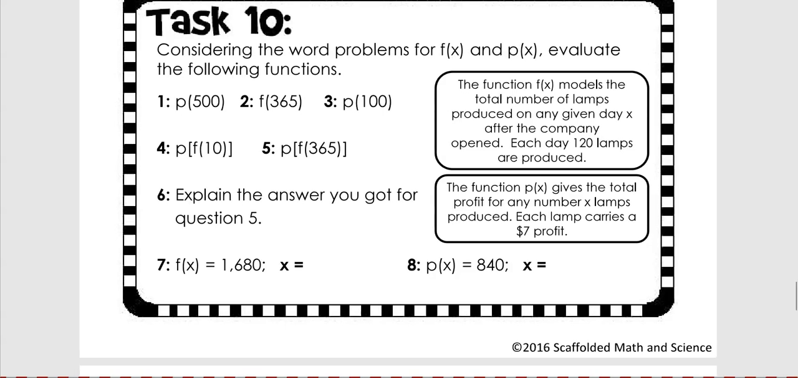Each, keyword there, each. So that means multiplying. So f of x equals 120 lamps every day. So 120x, right? And then P of x, the next one says P of x gives the total profit for any number of x lamps produced. Each lamp carries a $7 profit. Each. Easy enough. So P of x equals $7 per lamp.